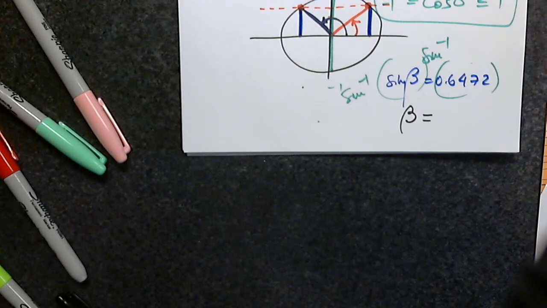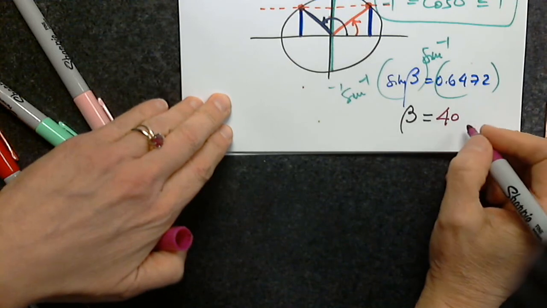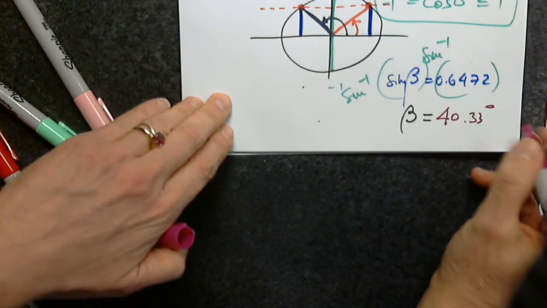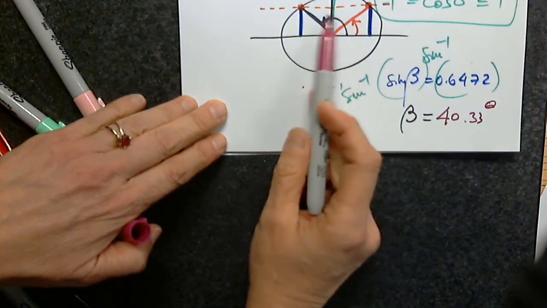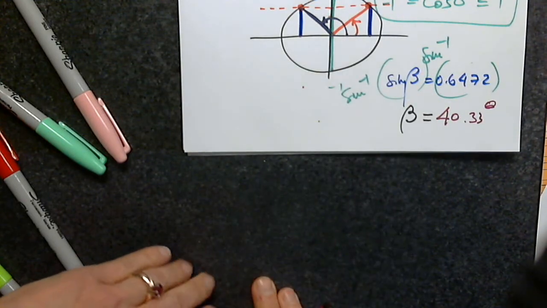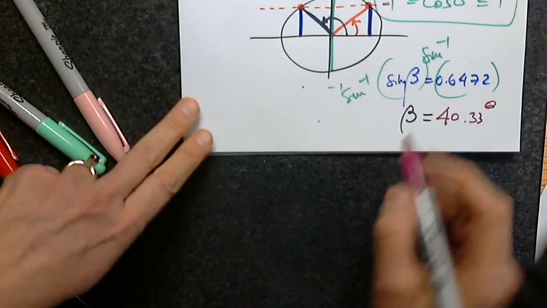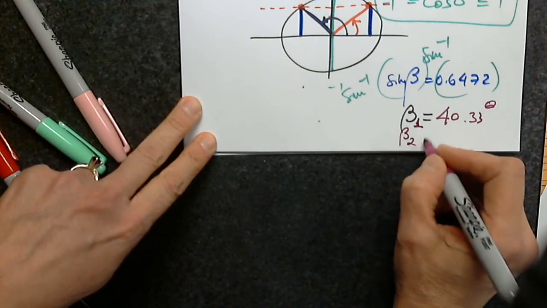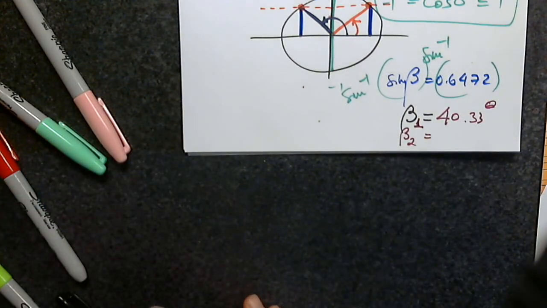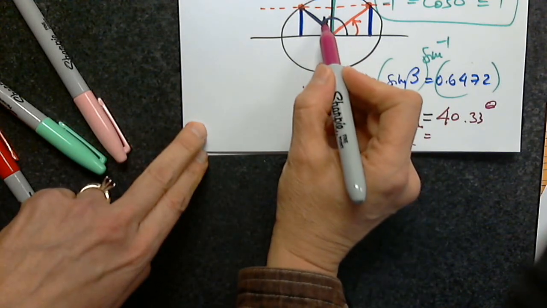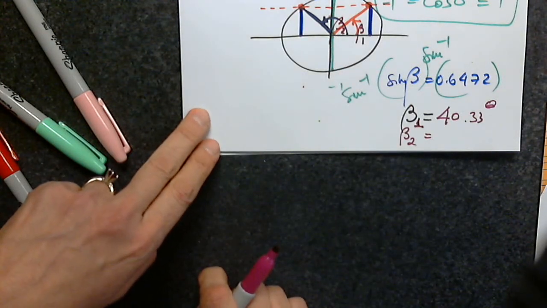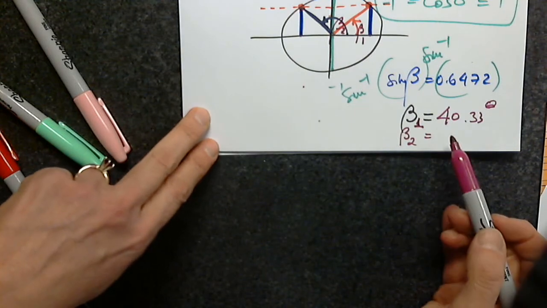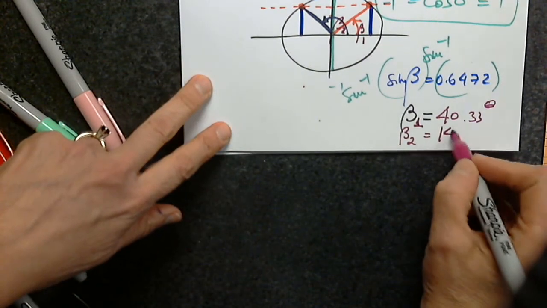Oh, I didn't do this problem. I just said 40 degrees. Sorry. Okay, 40.33 degrees. That's where I was thinking about 0.64. Okay, 40 degrees. So this is beta 1. What is beta 2? This is my beta 1, and this is my beta 2. I'm going to say 180 minus beta 1. So 180 minus 40, I'm going to say 140.